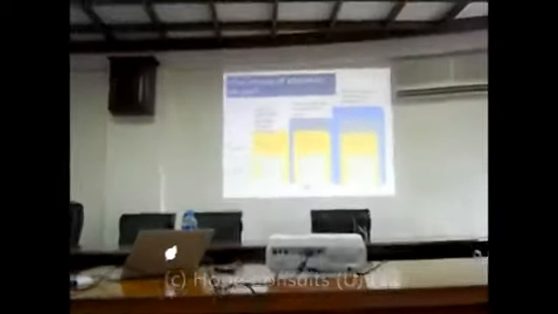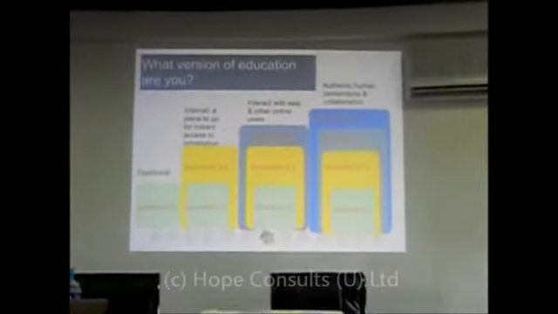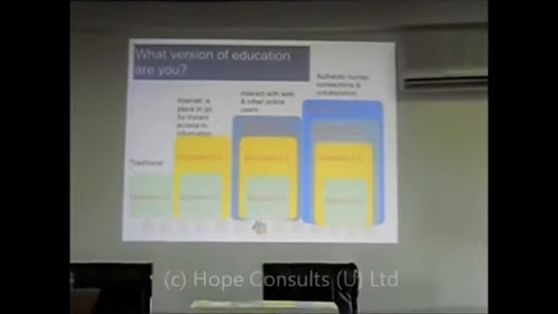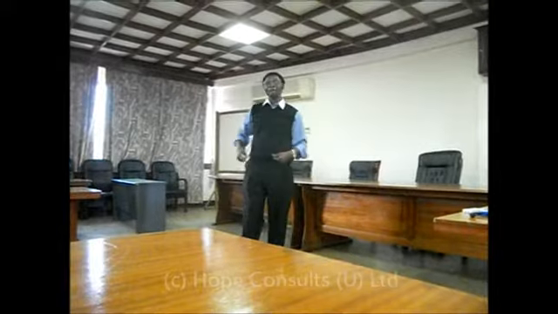What version of education are you? Let me explain this. Education 1.0. That's the traditional education, the one that I talked about earlier. That's pedagogy. That's where you stand in front and you teach. And that's it. Education 2.0 is where the internet is a place to go for instant access to information. So if you want information, go to the internet. So it's a place to go. Now, that's education 2.0.